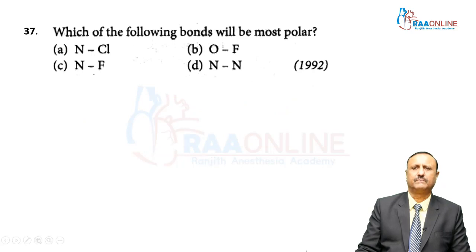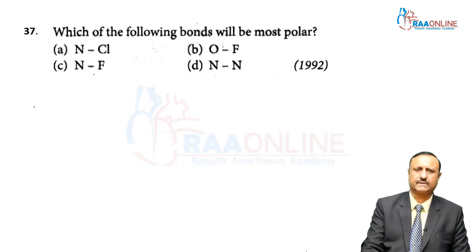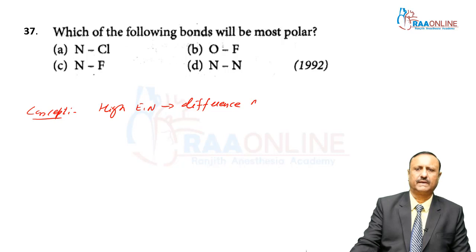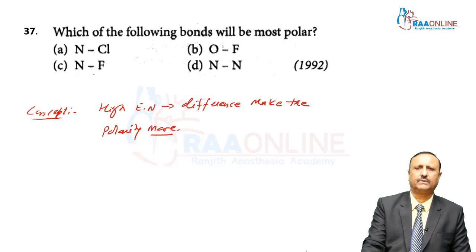Which of the following bonds will be most polar? In this, my dear students, what is the concept? High electronegativity difference makes the polarity more. So my dear students, here you can see the NF molecule. Here nitrogen and fluorine, the electronegativity difference is maximum. So your answer is C. Question number 37, answer is C.